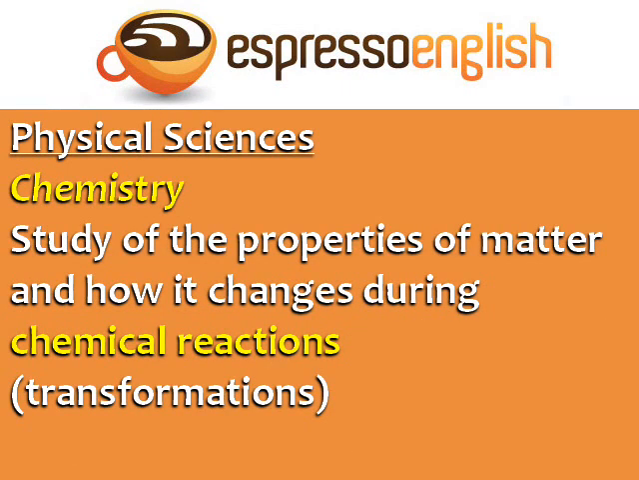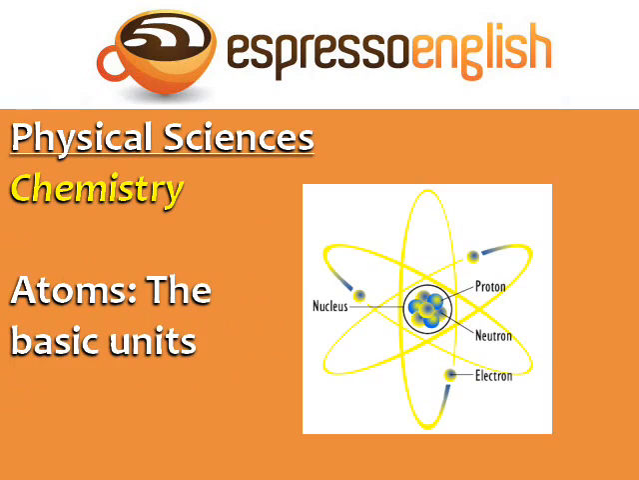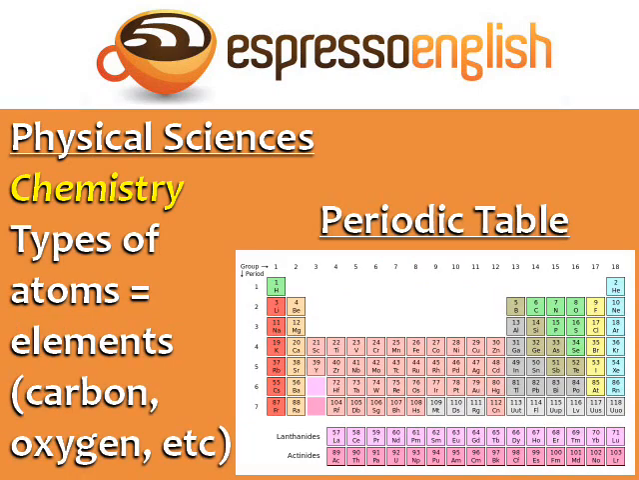Chemistry is the study of the properties of matter and how it changes during chemical reactions, transformations of a substance into one or more different substances. Chemists need to understand atoms, the basic units of chemistry. The different types of atoms are called elements, and they are displayed in the periodic table. Carbon, oxygen, lead, silver, and gold are all examples of elements.